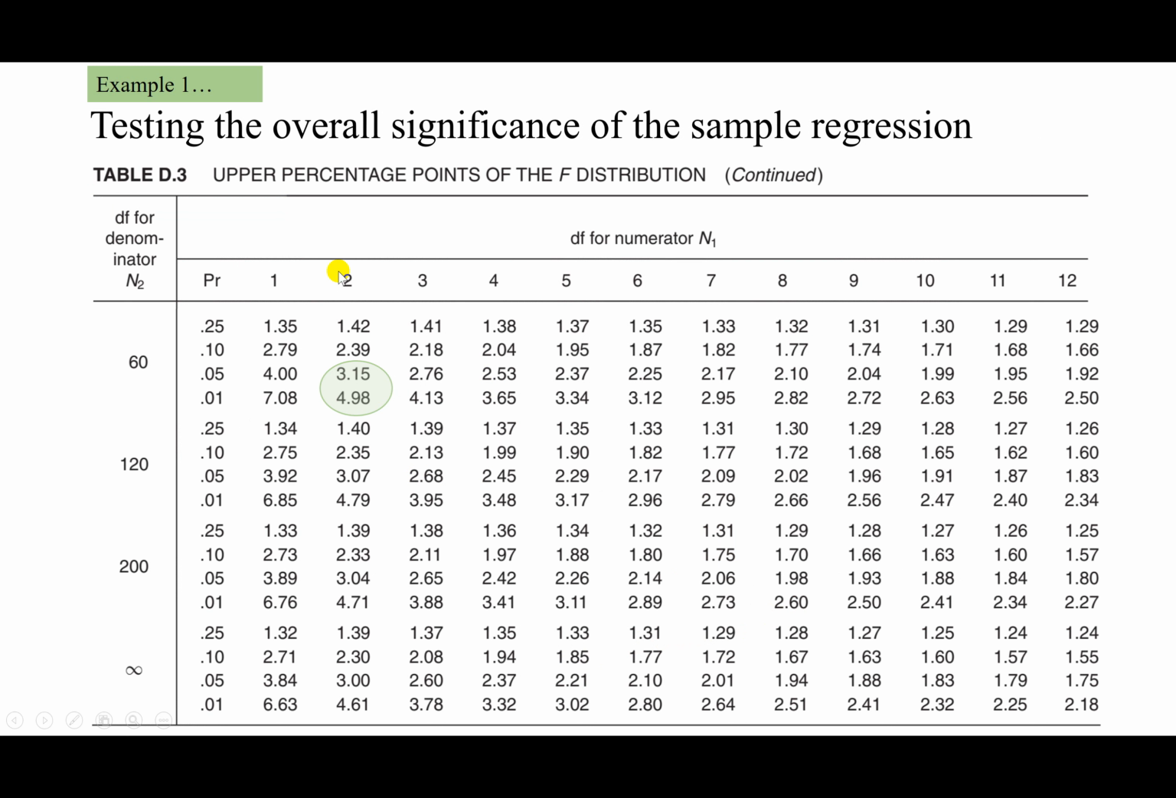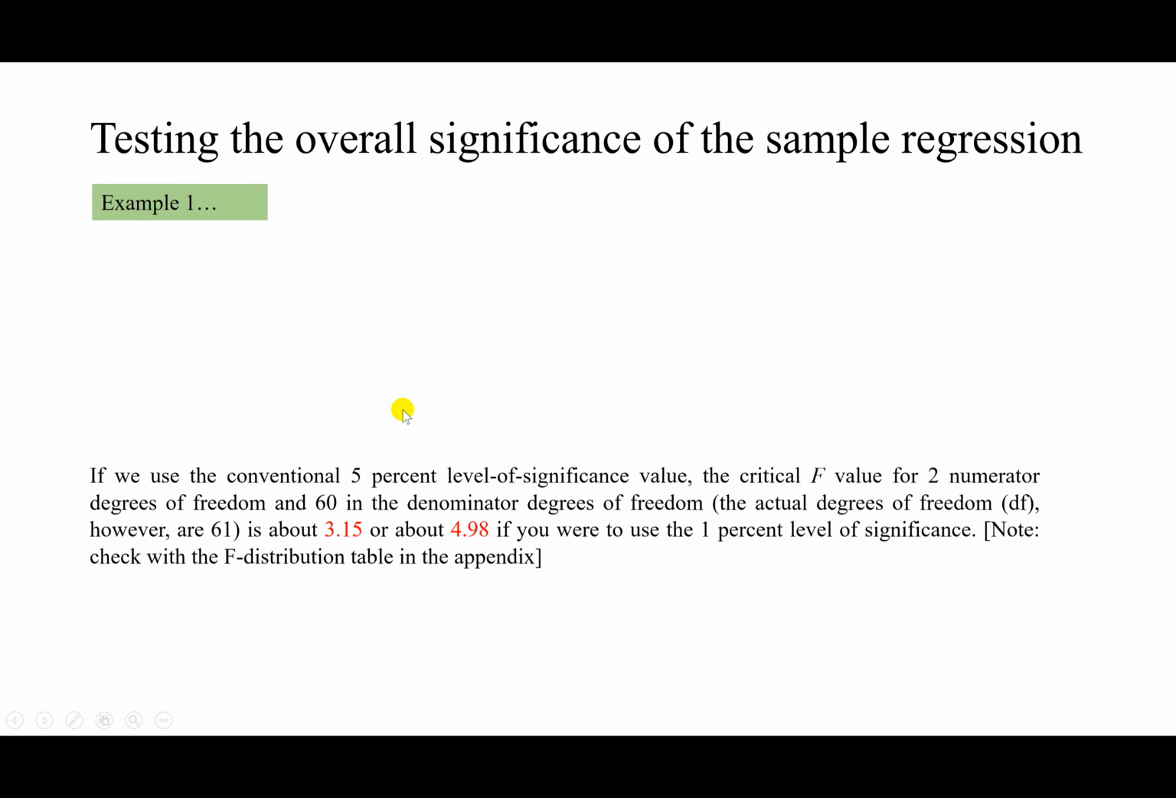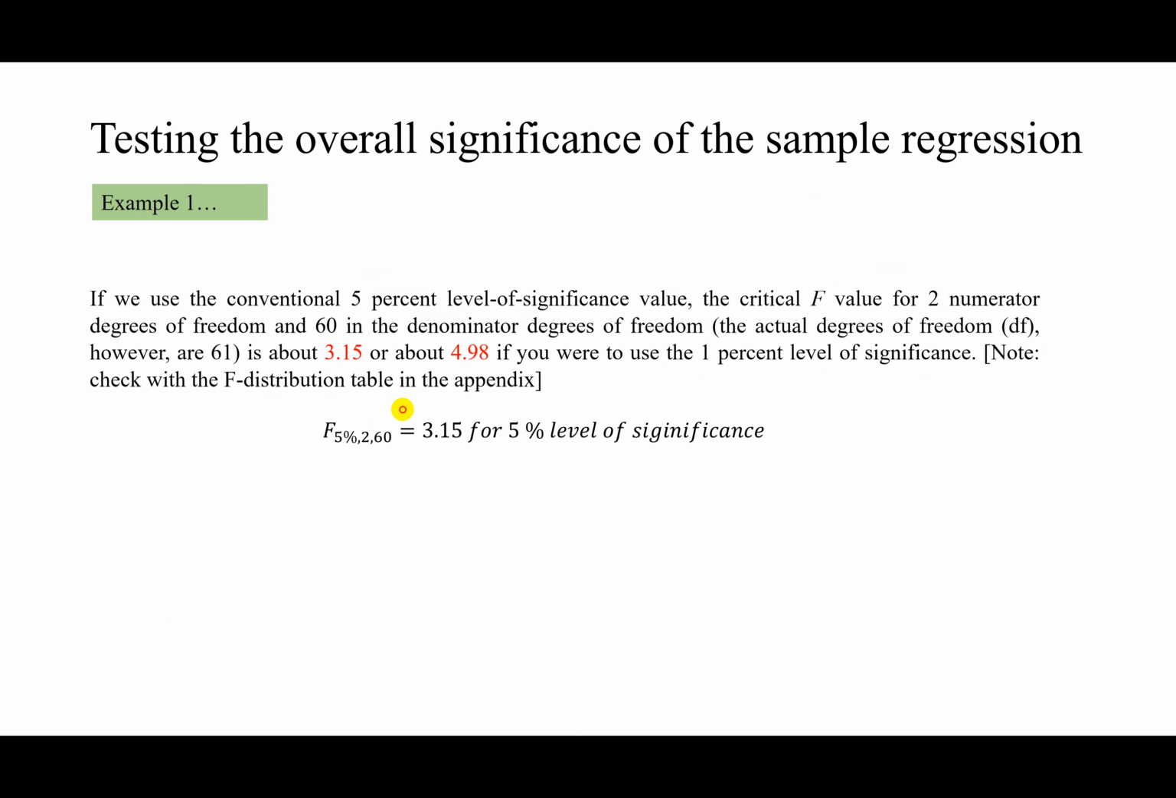Now to get the critical F value, let's visit the F distribution table, and we will see that for two numerator degrees of freedom and 60 denominator degrees of freedom, for 5% level of significance, the critical F value is 3.15, whereas for 1% level of significance, the critical F value is 4.98.